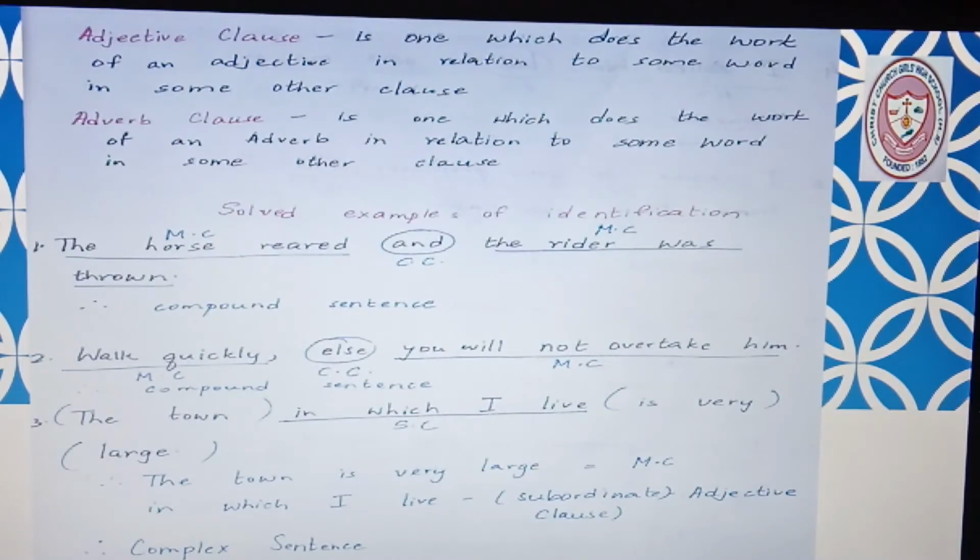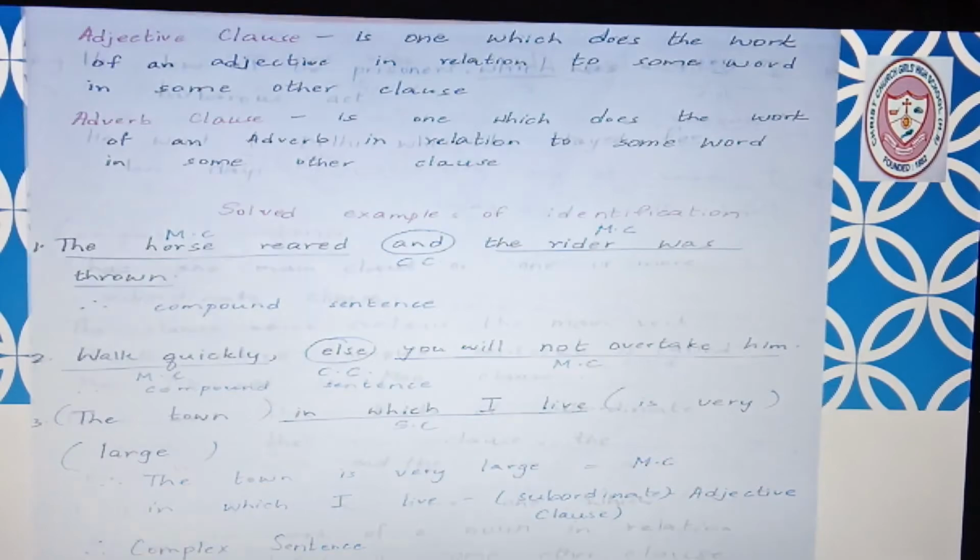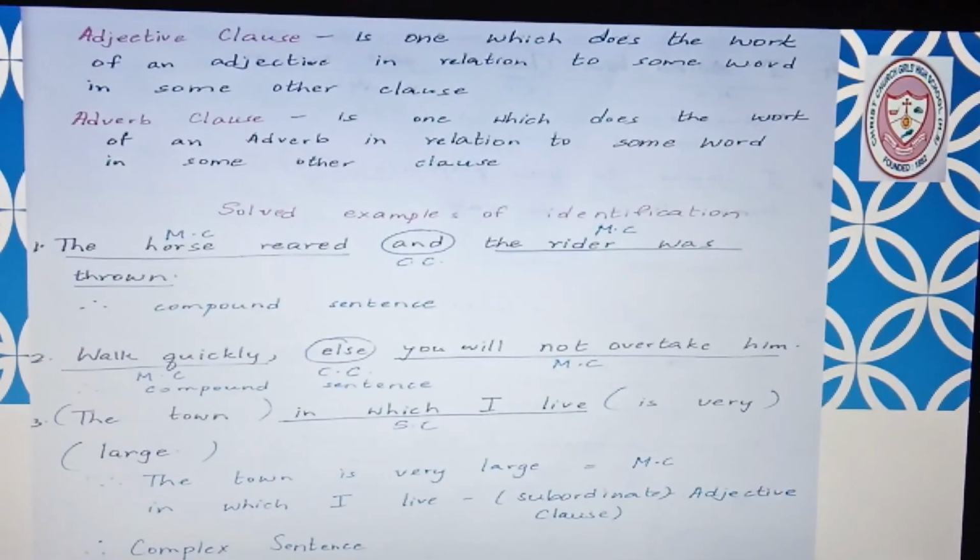Similarly, an adjective clause performs the function of an adjective. It is one which does the work of an adjective in relation to some other word in some other clause. And what is an adverb clause? It is one which does the work of an adverb in relation to some other word in some other clause. So according to their function, they have been classified. If it performs the function of an adjective, it becomes an adjective clause. If it performs the function of an adverb, it becomes an adverb clause. And if it performs the function of a noun, it becomes a noun clause.